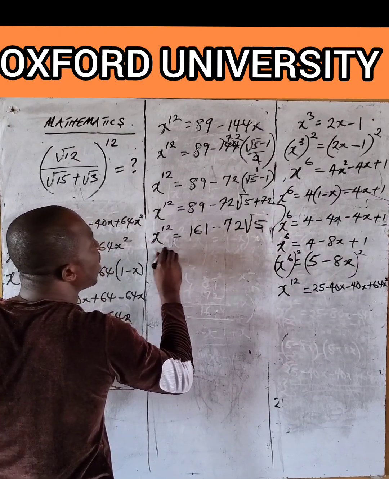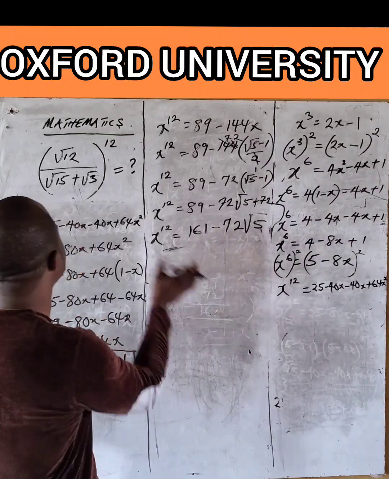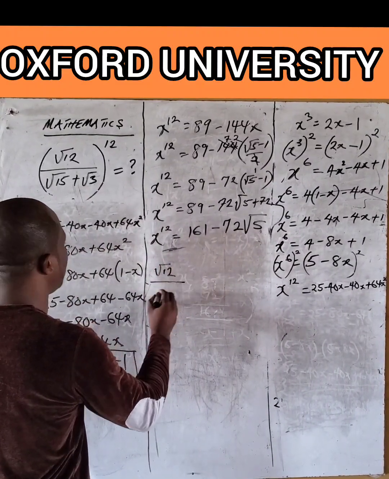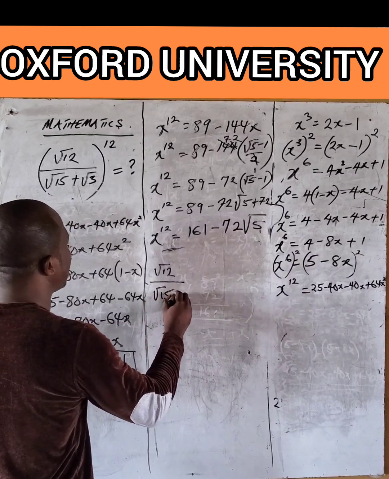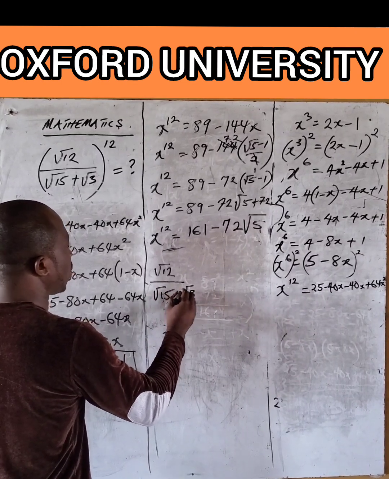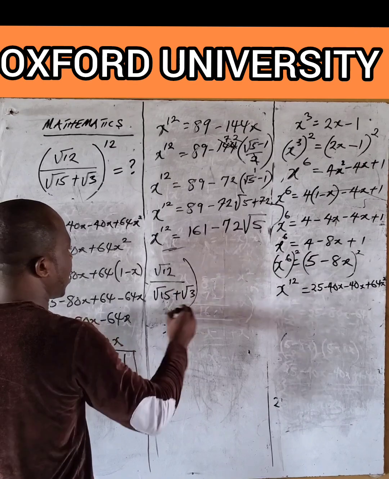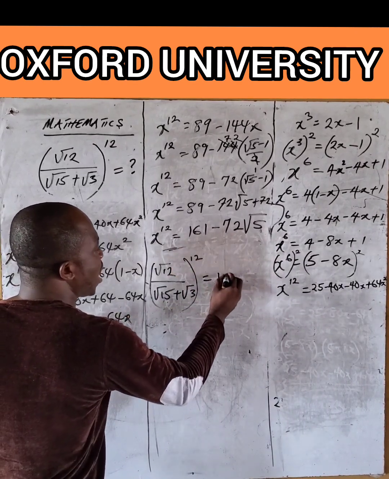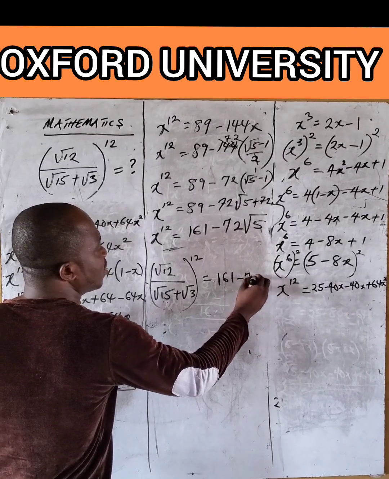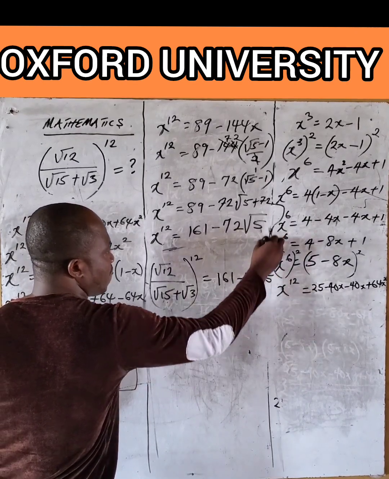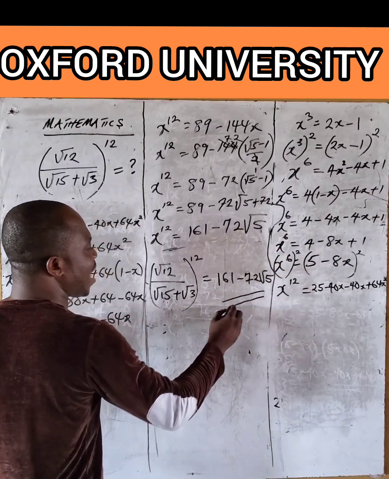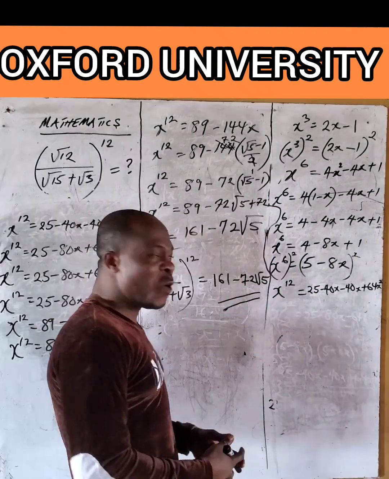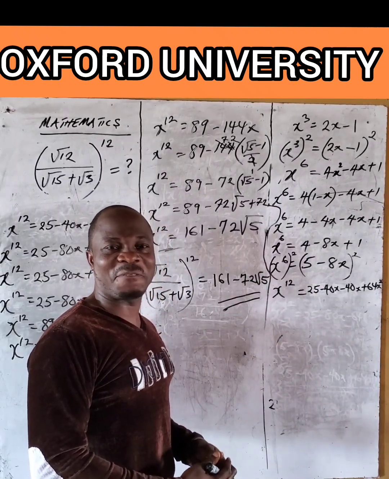So if this is true, then it means that this, which is root 12 all over root 15 plus root 3, which is the equation, can be expressed as this, which is 161 minus 72 root 5. And this is the answer in its simplest form without using calculator. Wow, what a wonderful mathematics.